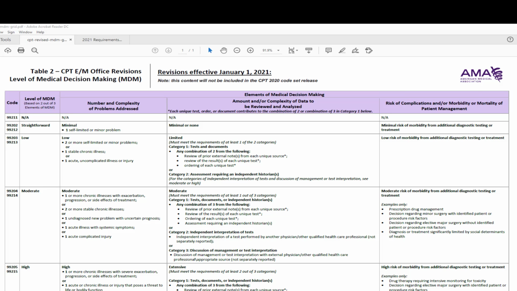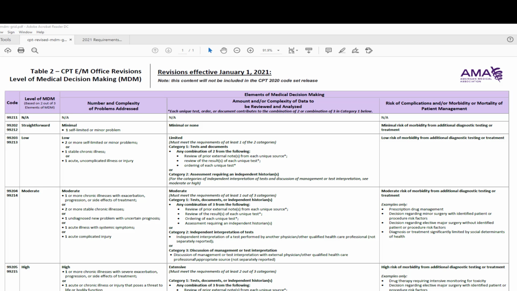And then at the right side, we see there's a low risk of morbidity from additional diagnostic testing or treatment. Now, we would consider, well, yeah, what we do is low morbidity, low risk of death. Well, actually, what we do is typically minimal risk of morbidity. So remember, minimal is lower than low risk. So you see what's happening here? Now, to get to a 99204, 99214, it gets even more challenging here.